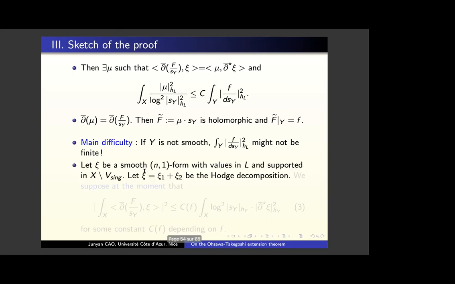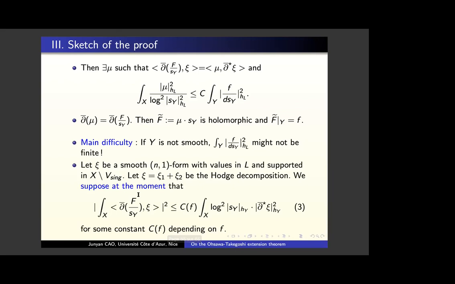We still assume that. For most part, it will be the same as the smooth case. As before, we just take ξ to be a smooth (n,1)-form with values in L. But here we just assume that it's supported outside V_singular. We recall that V_singular is a small neighborhood of the singular locus of Y. The singular locus of Y is of codimension 2, so it's a neighborhood of some subvariety of codimension 2. We suppose that ξ is supported in this set, and now we still consider the Hodge decomposition of ξ.